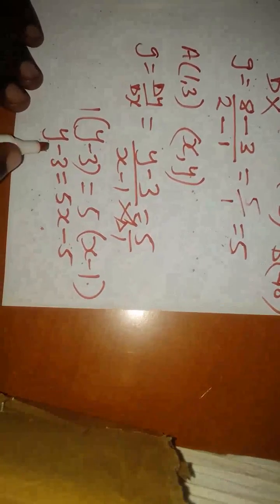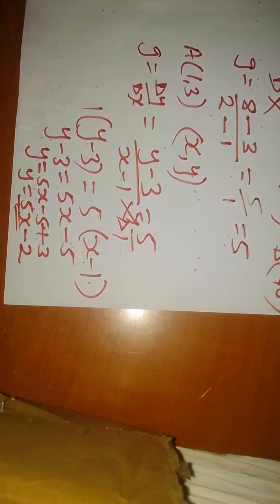So we can write this equation in the form where we remain with y on this side and take minus 3 to the other side. When we take minus 3 to the other side, it becomes plus 3. So our equation will be y equals 5x minus 5 plus 3, which gives you a minus 2. So that is the equation of that line, which is y equals 5x minus 2.